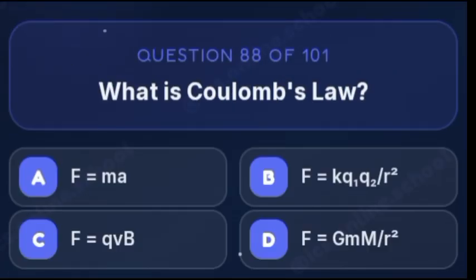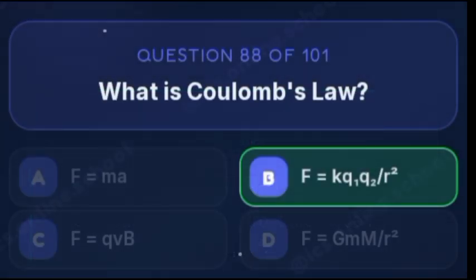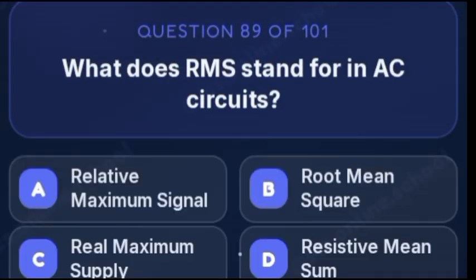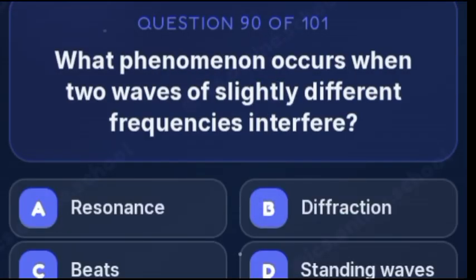What is the de Broglie wavelength associated with moving particles? This formula. What does Coulomb's law state about? States about this, distance and charge. What does RMS stand for in AC circuits? Root mean square.